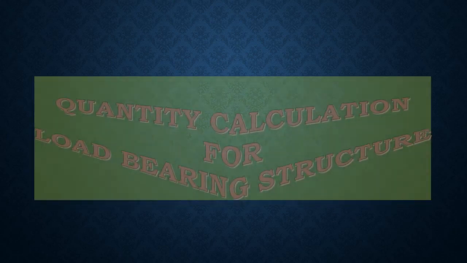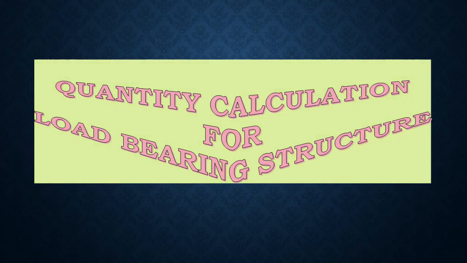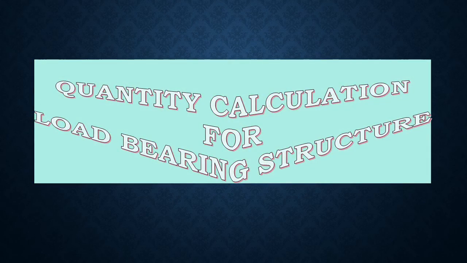Hello dear students. Last lecture we discussed one method of taking out quantities for load bearing structure, that is the long wall and short wall method or PWD method. I hope you understand that better. Now in this lecture we are going to see the second method of taking out quantities for load bearing structure, which is the center line method. Also in this lecture we will learn to find out the quantity of two new items. So stay tuned till the end of this lecture.